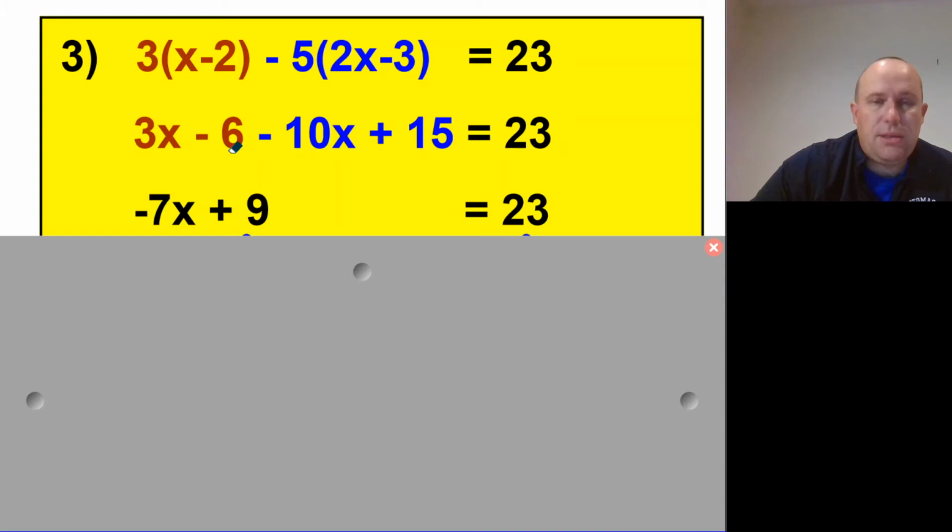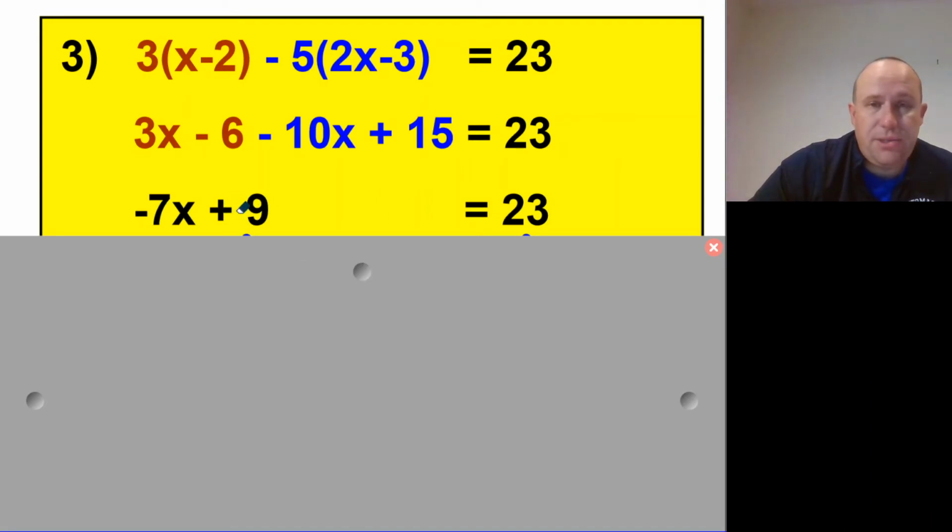Be careful not just to look at the 6 and say 6 plus 15. Just as we looked at the sign in front of 15, make sure you look at the sign in front of the 6 as well. Equals 23. So I just simplified here. That's why I didn't do the opposite. I didn't add 10x here because I'm not moving it from one side to the other. If I want to move this across to here, then yes, I would add 10x. Right now I'm just saying what is 3x take away 10x.